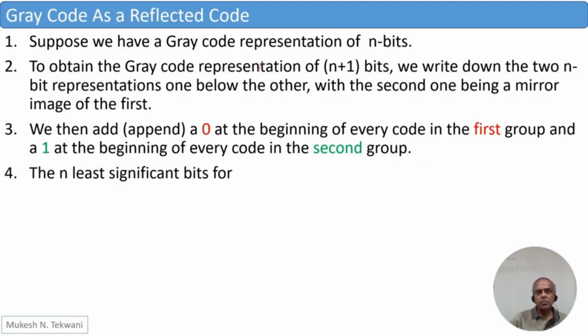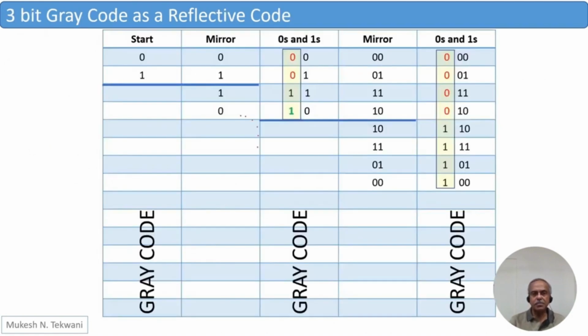Now, supposing we have a Gray code representation of n bits. This n may be, for example, 4 bits. To obtain the Gray code representation for a larger number of bits, say n plus 1 bits, we will write down the two n-bit representations one below the other. We'll see this in the example, and we will append a 0 at the beginning of every code in the first group, and we'll append a 1 at the beginning of every code in the second group, right? And the least significant bits we'll have here.